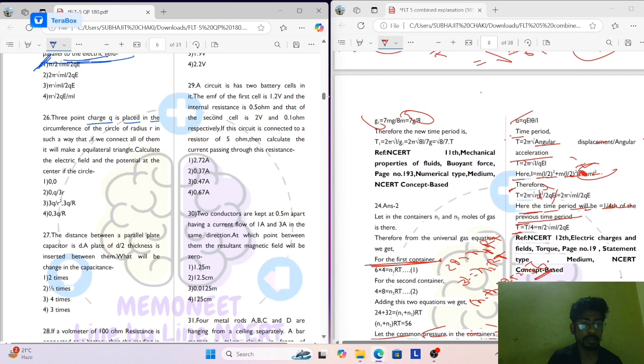Three point charges q are placed on the circumference of a circle in such a way that if we connect all of them, it will make an equilateral triangle. Calculate the electric field and the potential at the center of the circle.